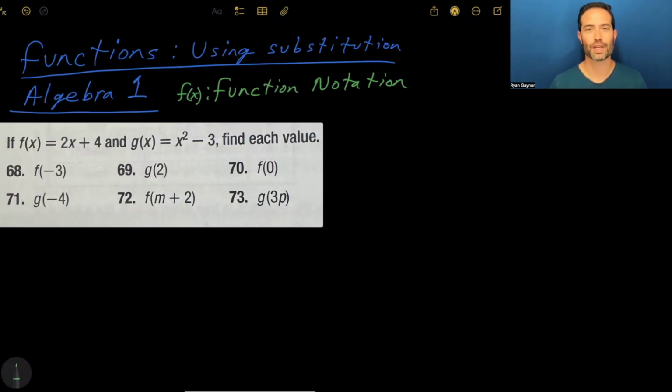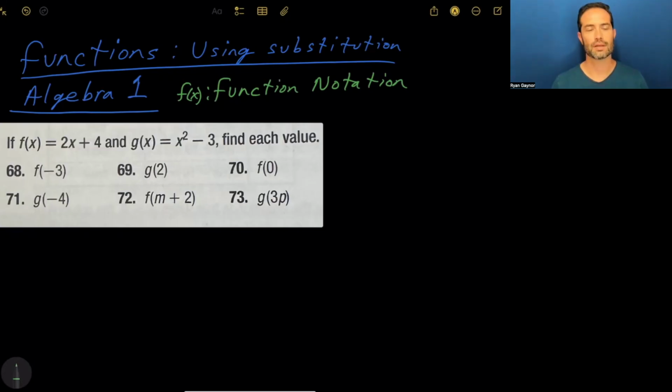Hi everyone, this video is about functions using substitution for Algebra 1. Now, f of x, f parenthesis x, is function notation. So let's see what that means.